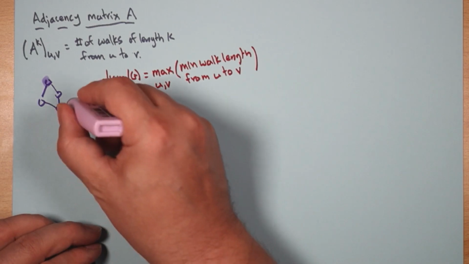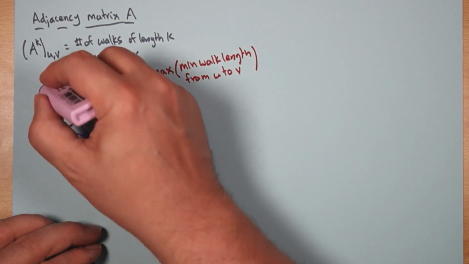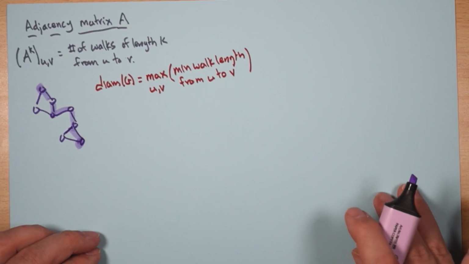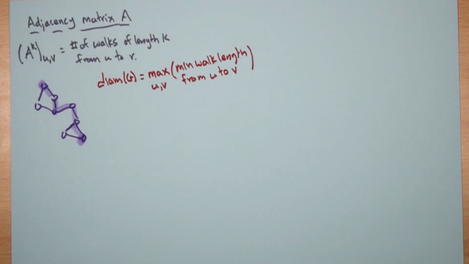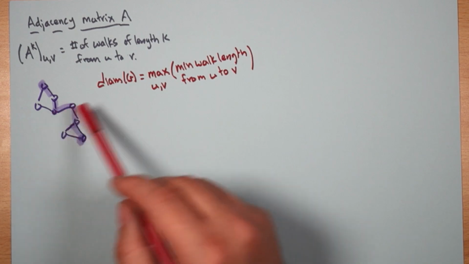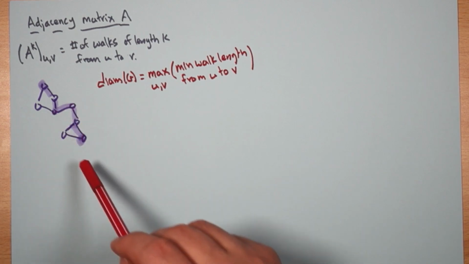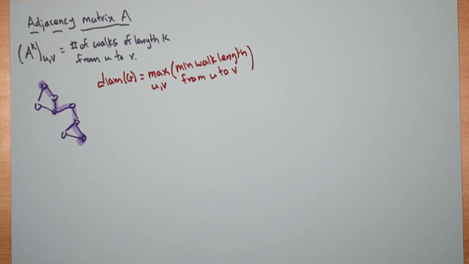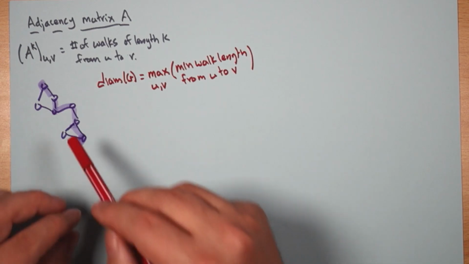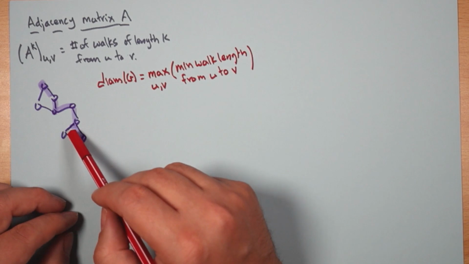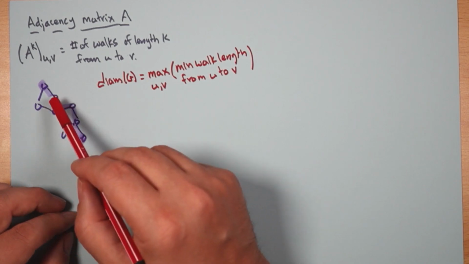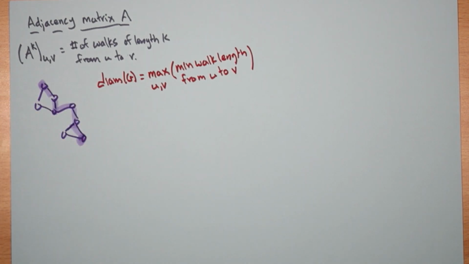I'll highlight one such walk. There's one such walk that connects the two. Notice that because we're looking for the shortest walk, we don't jump back and forth on edges or loop around cycles. We try to go there as quickly as possible. So in this case, the diameter is 1, 2, 3, 4, 5. This graph has diameter 5.